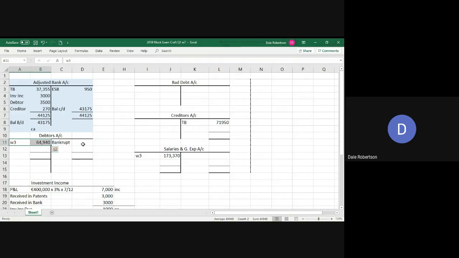Now we're into working 7 here. Now the bankrupt debtor, there's a full 17,500 which is leaving the debtor's account because this person has gone bankrupt. So the full amount is leaving. Of that, he paid us 3,500, and that goes on the debit side up here. So therefore, he is not paying us the remaining 14,000, and that is a bad debt here. And the debit of 14,000 and 3,500 here matches the credit of 17,500 in the debtor's account. That's that one.